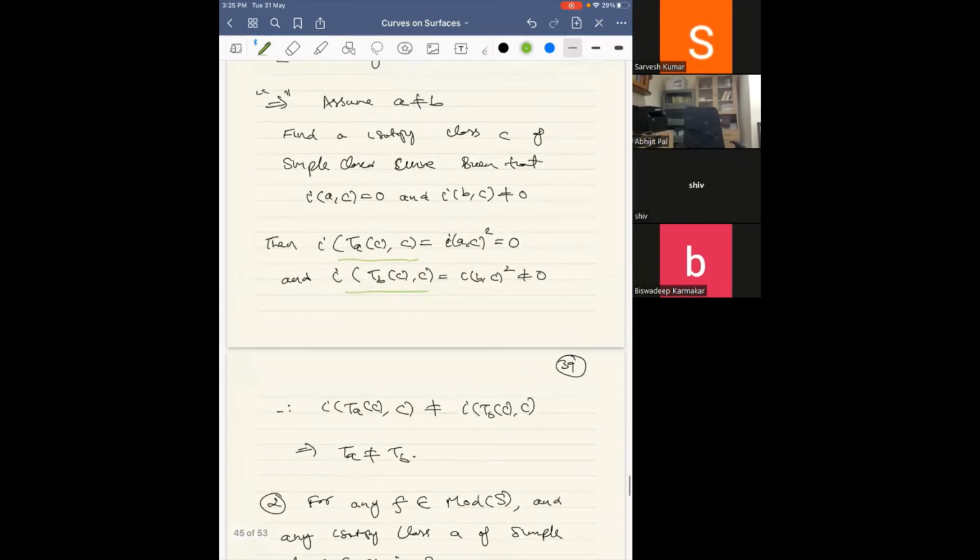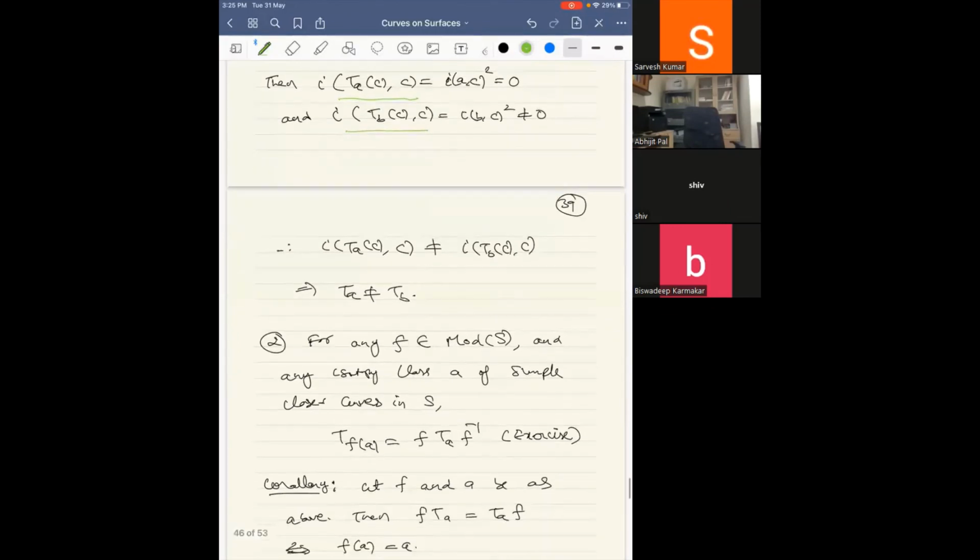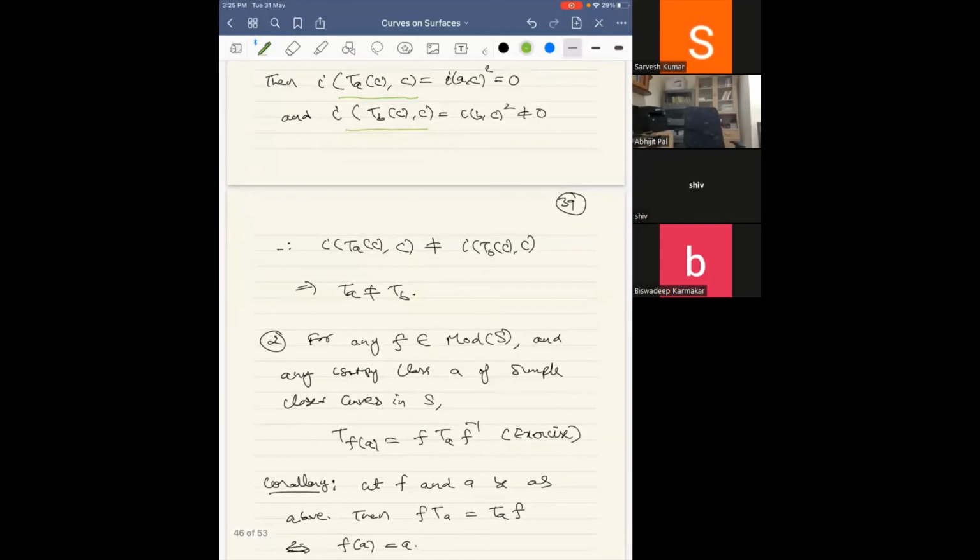So at least we know that when we have distinct curves up to isotopy, then we have distinct Dehn twists, right? For example, if you look at any surface of genus g, at least you can come up with distinct infinite order elements. So that information we have now. Next thing is what happens when you conjugate a Dehn twist.